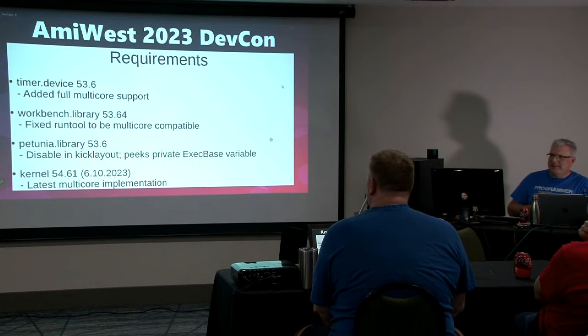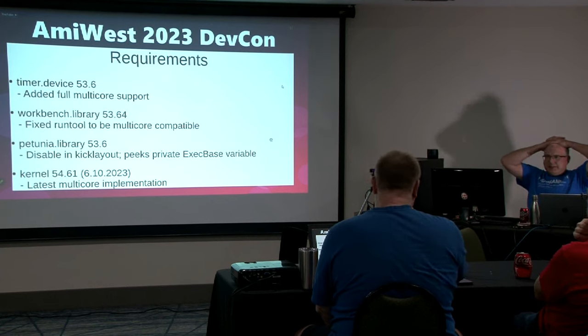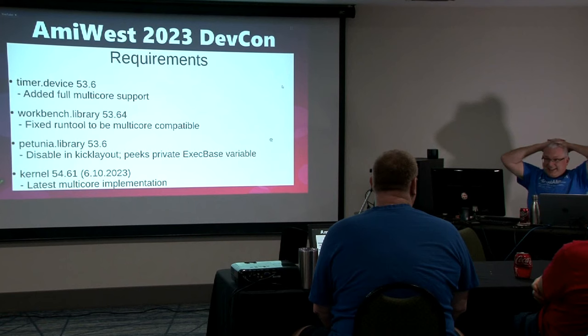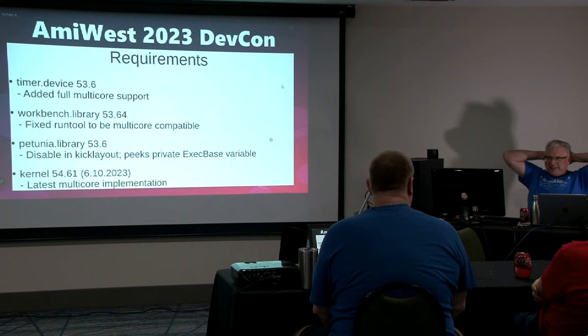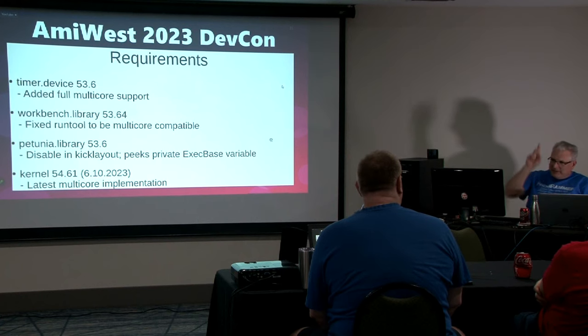Timer device. That's a weird thing. There's this thing called timer device. That's how you get time periods in Amiga OS, since the very beginning of time. And for some reason, it would poke into the kernel. It still does. It pokes into the kernel, and the kernel talks back to timer device. What is going on? Because normally a kernel is the bottom layer, right? All your dependencies go into the kernel.